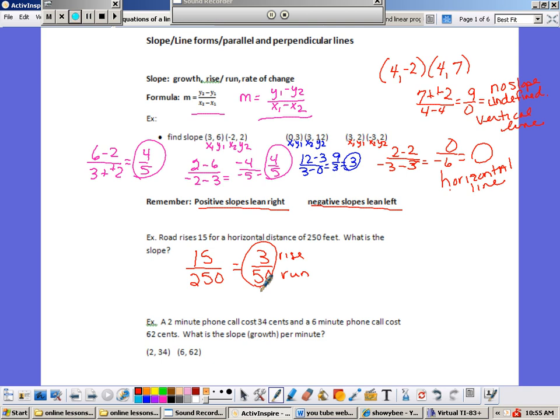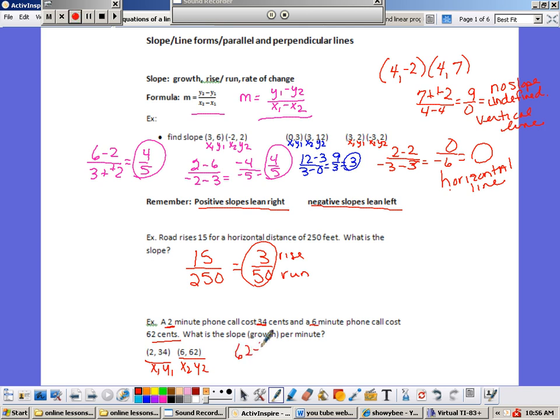A 2-minute phone call costs 34 cents, and a 6-minute phone call costs 62 cents. What is the slope, or the growth per minute? So what I did is I took the 2 minutes and the 34 and put them as a point. And I took the 6 minutes and the 62 and put it as a point. Now I have an x1, y1, x2, y2. Now remember, slope is also growth. So when they ask for the growth, what they're actually asking for is your slope.